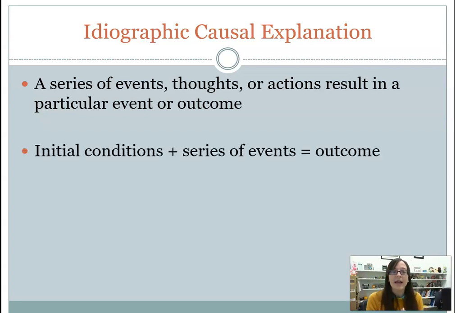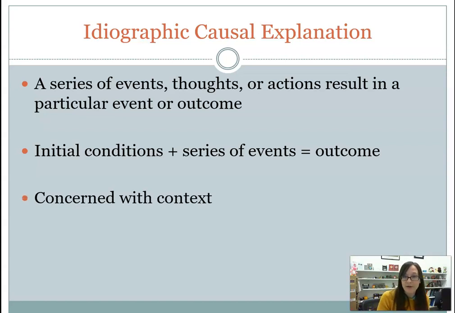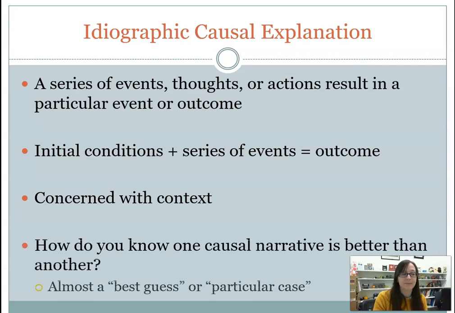And so you have these initial conditions that are in place that you would explain within the idiographic causal explanation, plus there's some kind of series of events that then follows those initial conditions that leads to your final outcome. So very much idiographic causal explanations are about context. It's all about what's leading to that particular situation. So if we're talking about riots, or maybe something like a homicide, what is it that led up to that person committing that crime? That would be telling their story, which would be the idiographic causal explanation, all about the context that led that person to commit that crime.